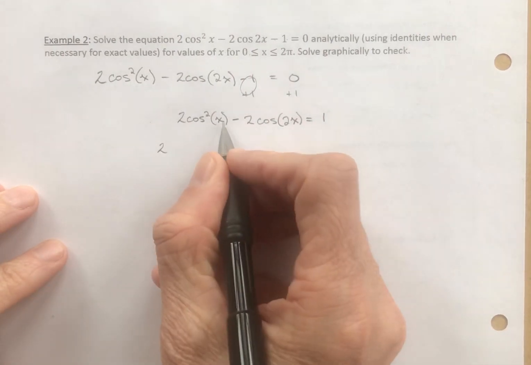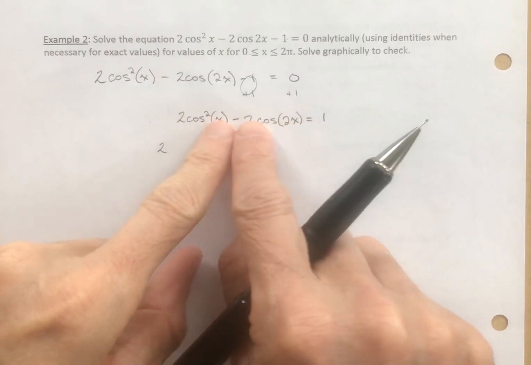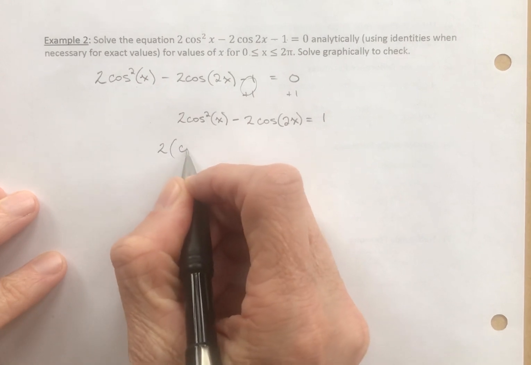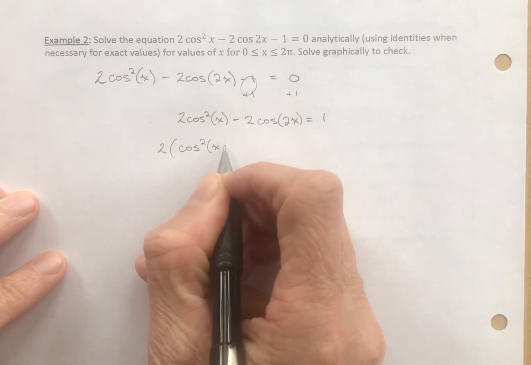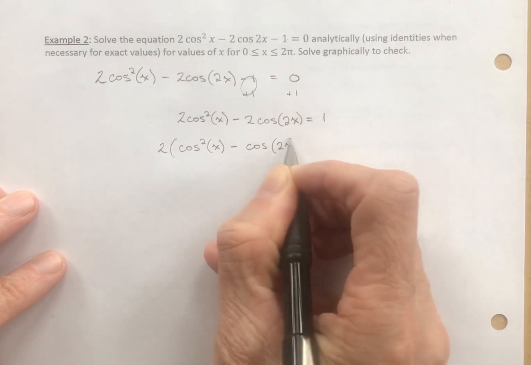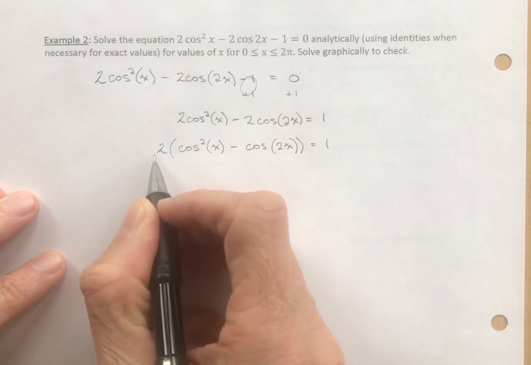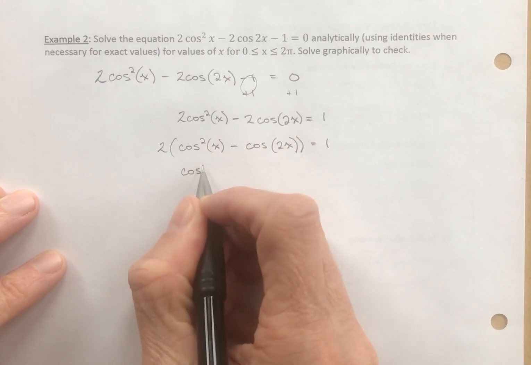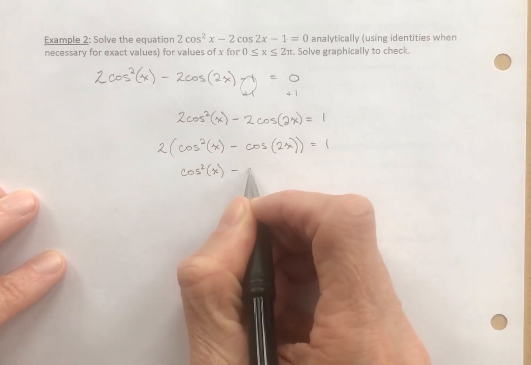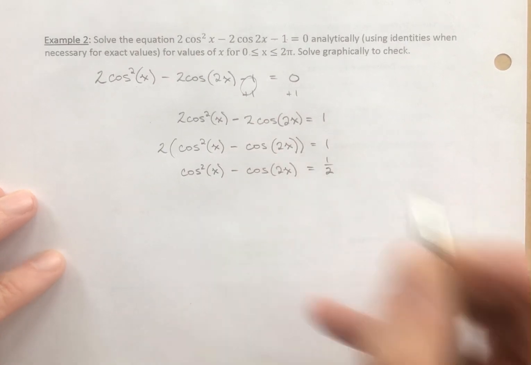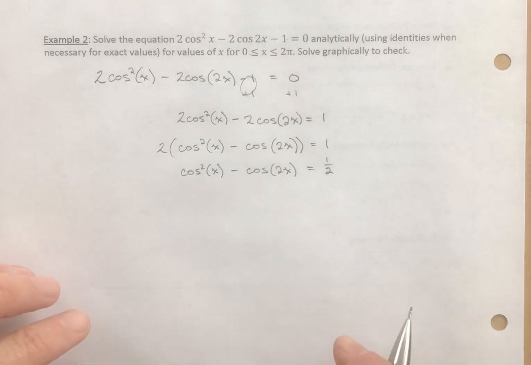Again, we're trying to get x isolated, so we have to find some way to get these cosines together or some way to combine those two. But a common factor of 2 can come out, and then it can get moved over to the right side using division. So we'll divide left side and right side by 2, and we'll have the cosine squared of x minus the cosine of 2x is equal to 1/2. Well, that's getting better.